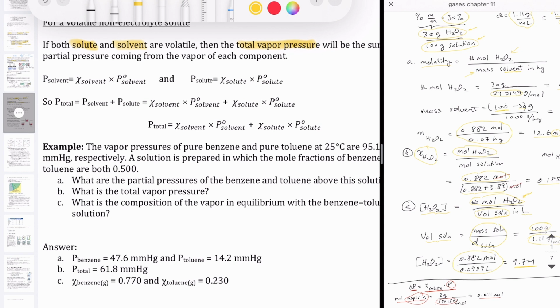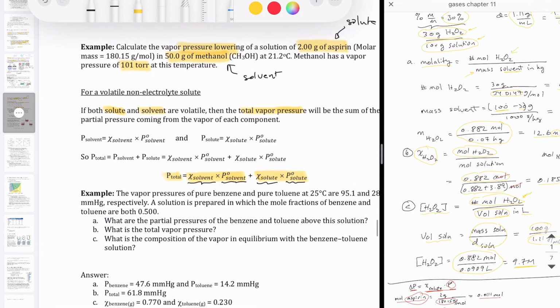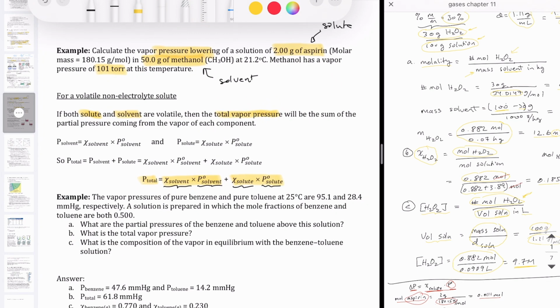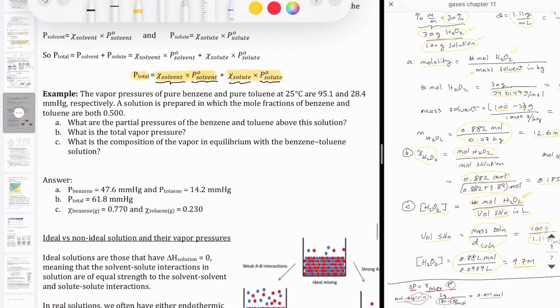So in this case, we just need to expand the expression for Raoult's law to include both solvent and solute. So it looks something like this. The P total is going to be the sum of the partial pressure of the solvent, which can be calculated by taking the mole fraction of the solvent times the vapor pressure of the pure solvent, and then the partial pressure of the solute, which we can calculate by taking the mole fraction of the solute times the vapor pressure of the pure solute. So again, we're just adding the two components together, but each component's partial pressure is calculated by Raoult's law.